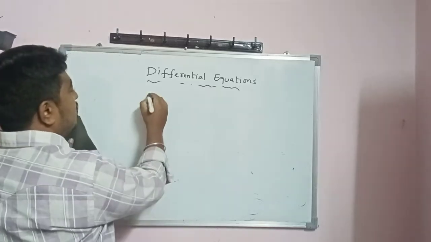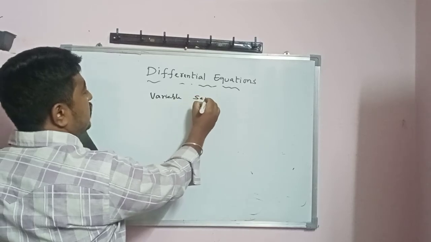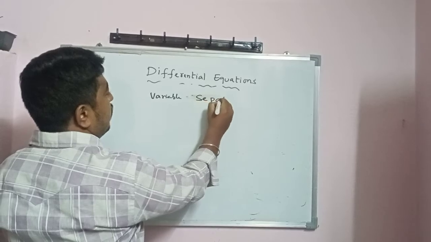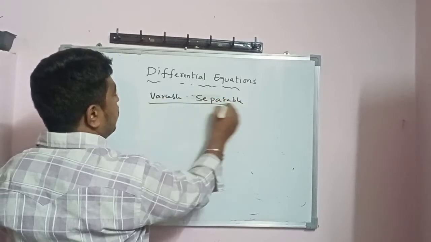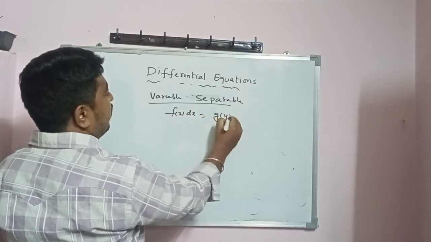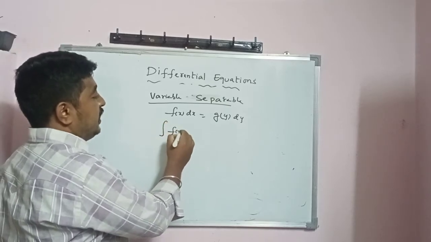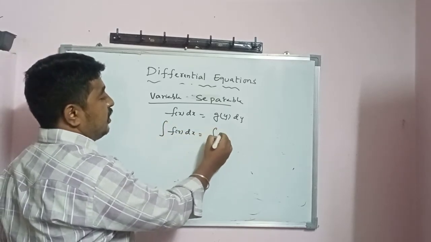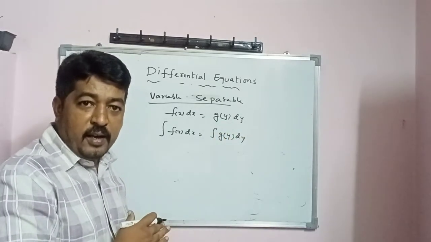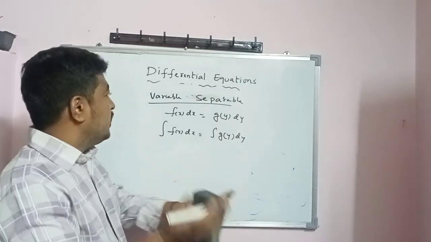The first one is variables separable. Suppose f of x dx is equal to g of y dy. In this we go for the integration of f of x dx and the integration of g of y dy. That means the x variables are on one side and the y variables are on the other side. We call this variables separable.